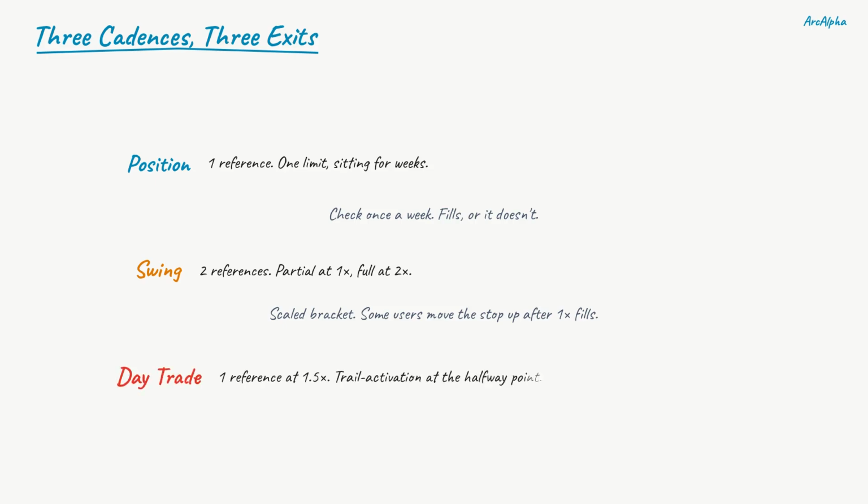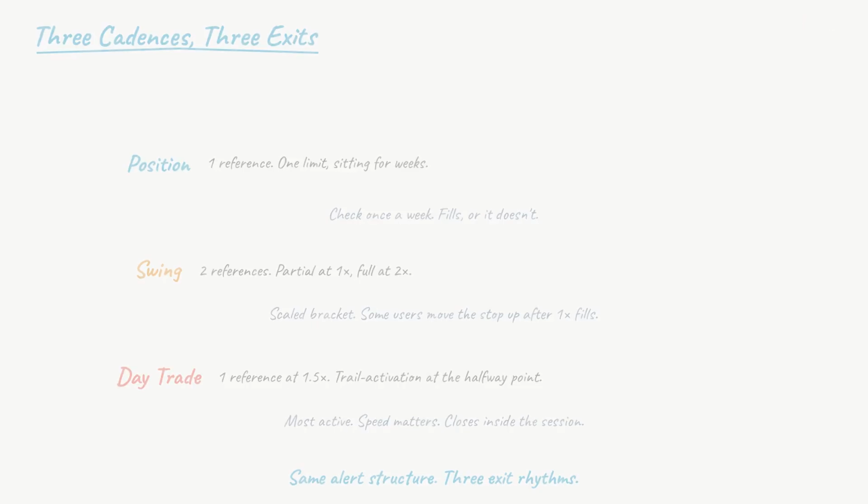Day trade alerts have a single reference at 1.5 times the anchor distance. The trail activation point sits at the halfway point, the place where the trail becomes worth managing. The day trade exit is the most active of the 3, speed matters. The position is meant to close inside the session. Same alert structure, 3 different exit rhythms, each tuned to its cadence.